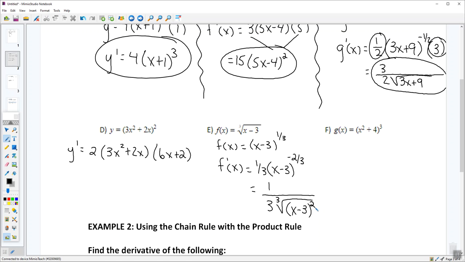Anybody want to take a shot at the last one? 3 times x squared plus 4 squared times 2x. Very good. And some people might take this 3 and 2x and put it together. So they might call it 6x in the end right here. They might say, well, or I could call it 6x times x squared plus 4 all to the second.